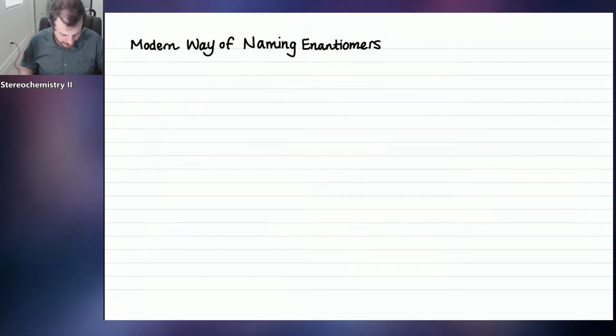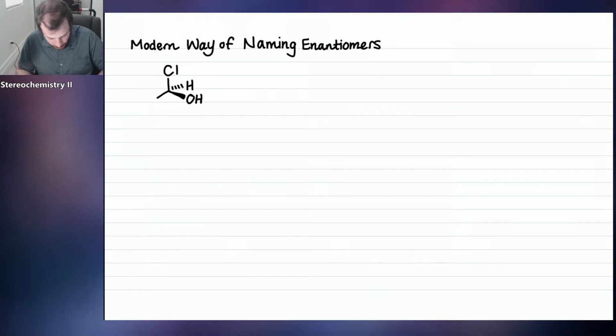And so let's start by drawing a chiral molecule for us to name. So I'll put chlorine here, put OH here, H in the back, and a methyl group on the left. Okay, so step number one of naming using the Cahn-Ingold-Prelog rules. Rule number one, assign priority to all four groups.